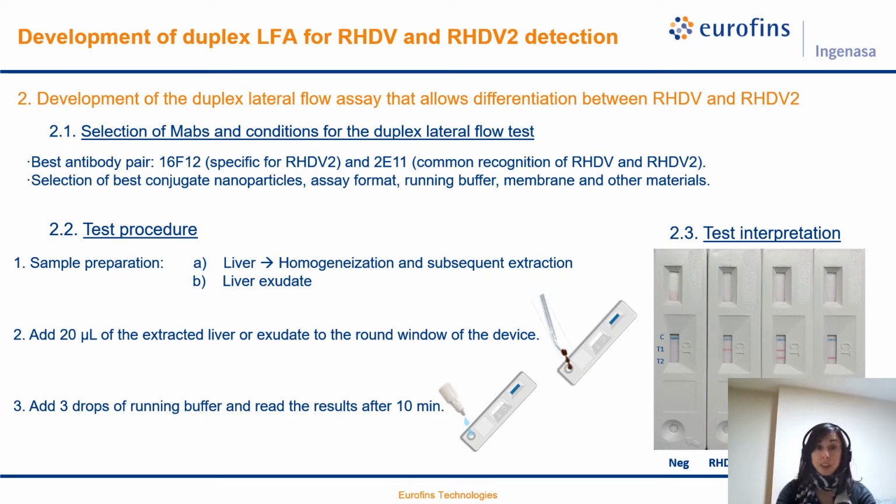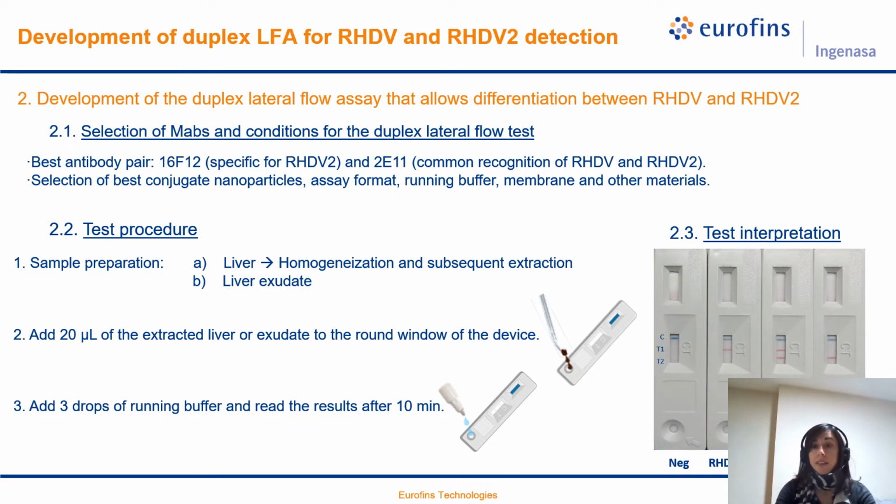First, the sample preparation, because if the sample is a liver, it must be homogenized and subsequently extracted using the extracting buffer, and if it's a liver exudate, no sample preparation is needed. Then, as the second step, 20 microliters of the extracted liver or the exudate must be added to the sample window of the device, like in this drawing. And then third, 3 drops of running buffer must be added to the same window. The results are read after 10 minutes.